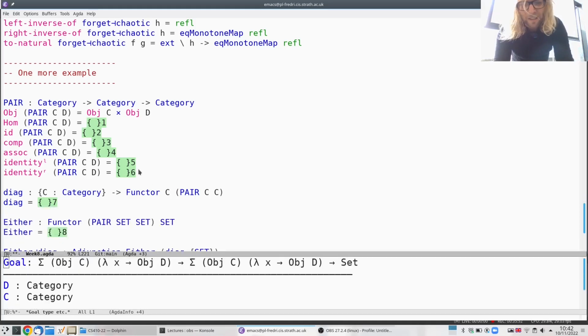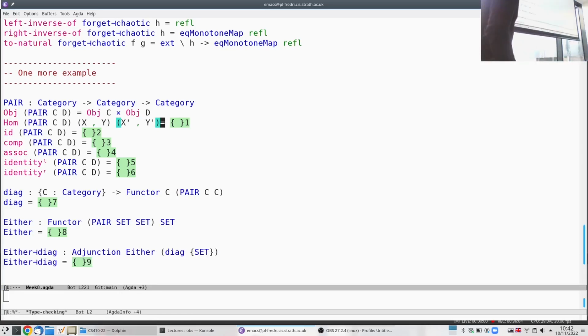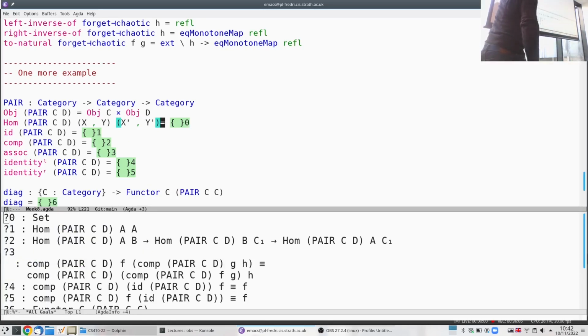So I get an object X and a Y, and I get an object x prime and a y prime. So that's an object in my pair category. This is an object in my pair category. And now I have to say what should be a morphism from here to here, right? I'm defining it. And it seems natural to me that it, again, should be a pair of morphisms, one from x to x prime and one from y to y prime. Right?